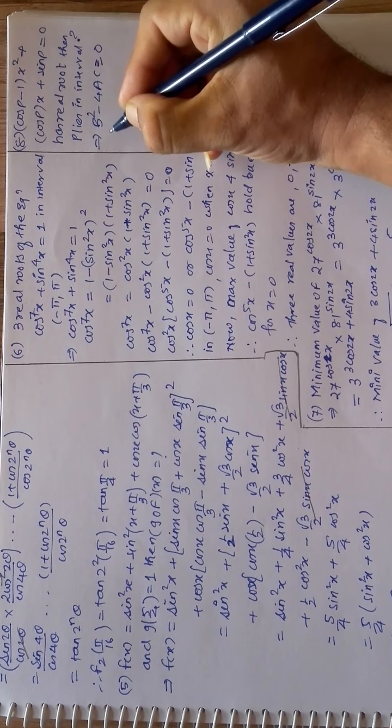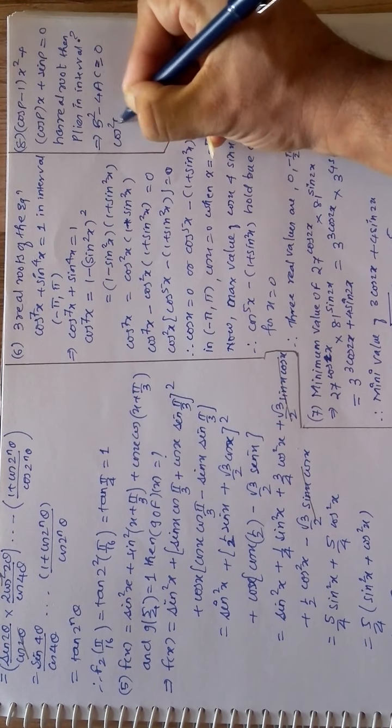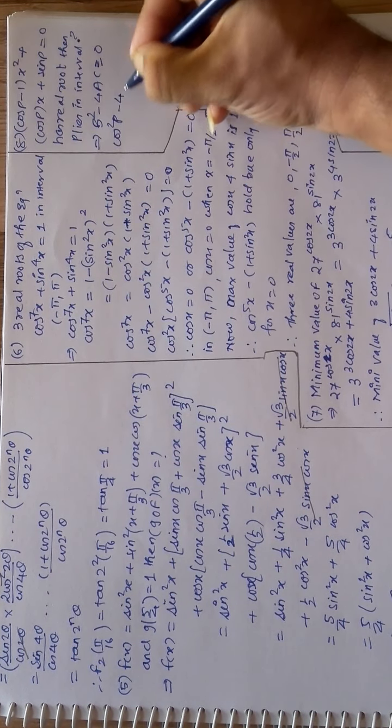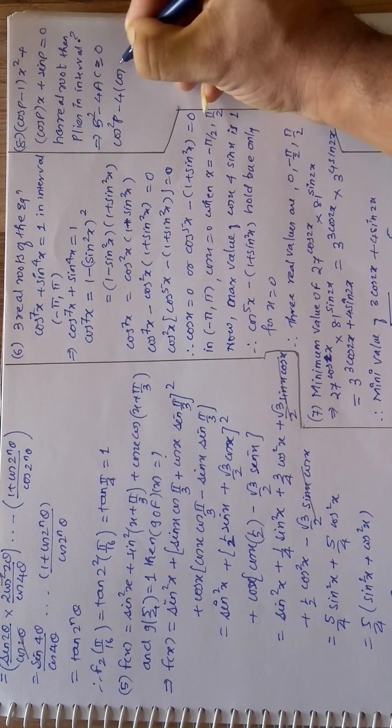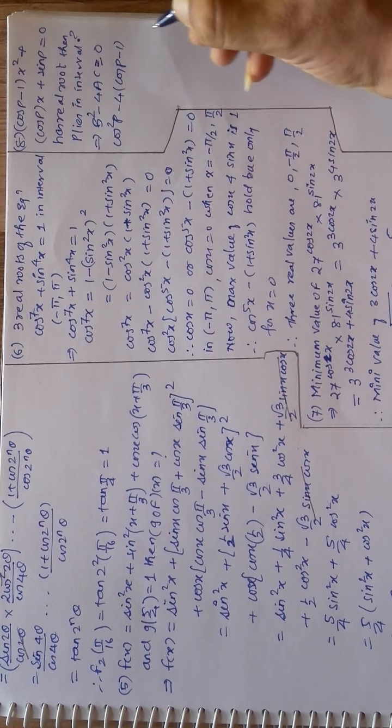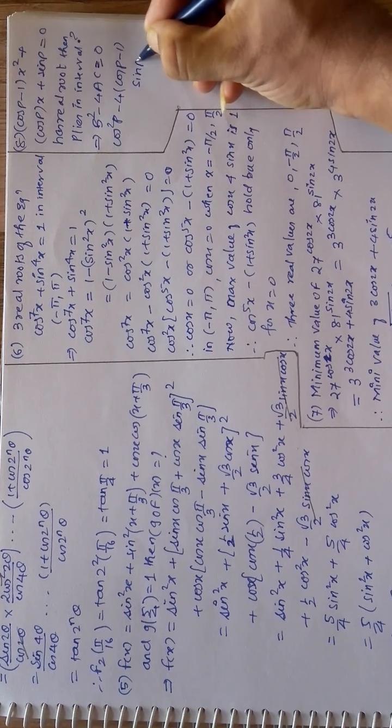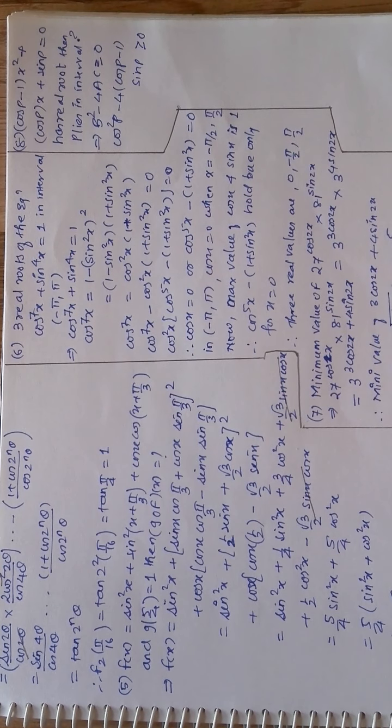So b square means cos square p, the value of b, minus 4a cos p minus 1 into c is sin p, which must be greater than equal to 0. I think this is understood very well, because you want real roots. Real means obviously the value of the discriminant is greater than equal to 0. Imaginary and complex will be less than 0.